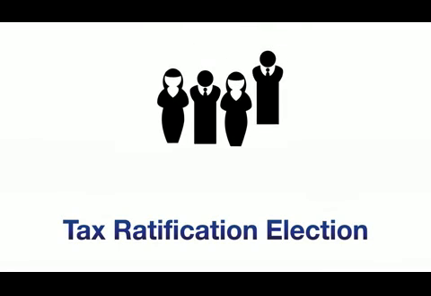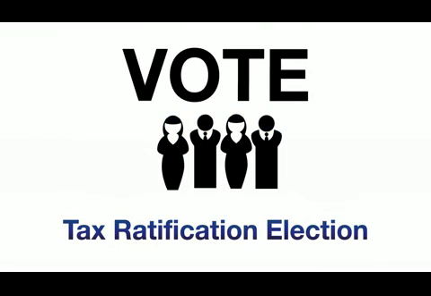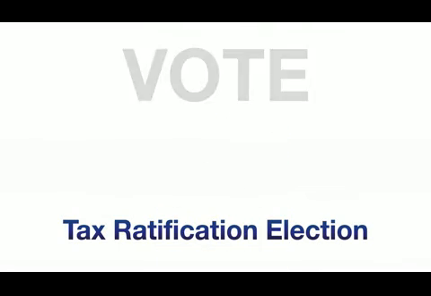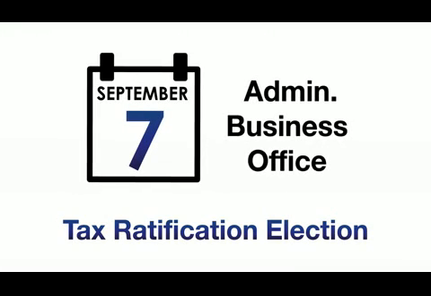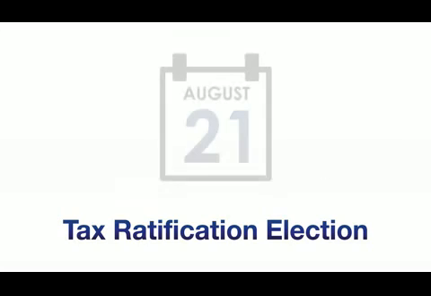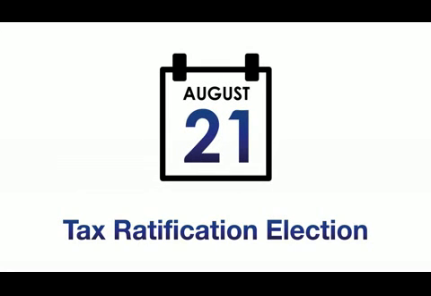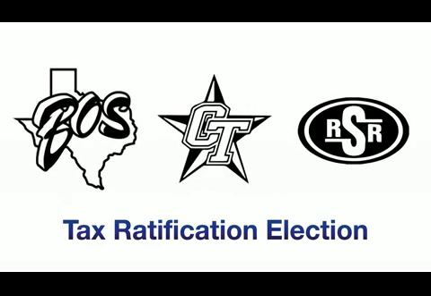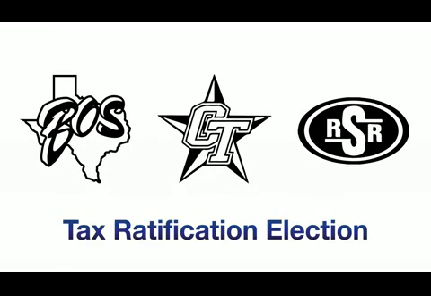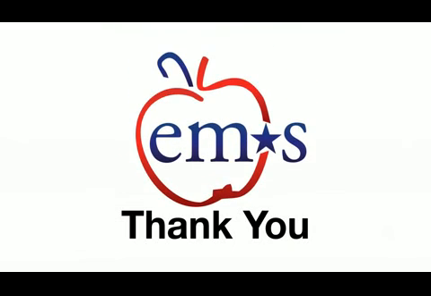The district and Board of Trustees has called the tax ratification election, but the voters must decide the outcome of the election. Election Day is on Saturday, September 7th in the Business Office Training Room, located at the Central Administration Building. Early voting begins on Wednesday, August 21st. During early voting, mobile voting sites will be located at all 3 of our high schools, as well as the Business Office Training Room.